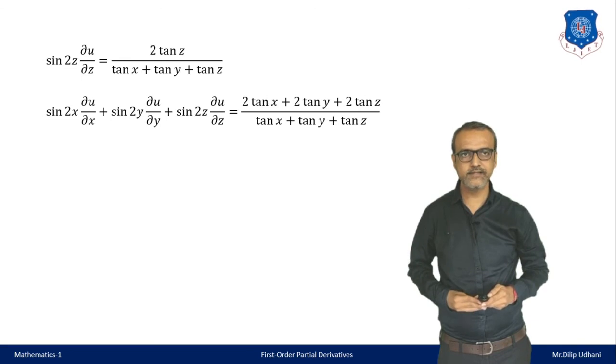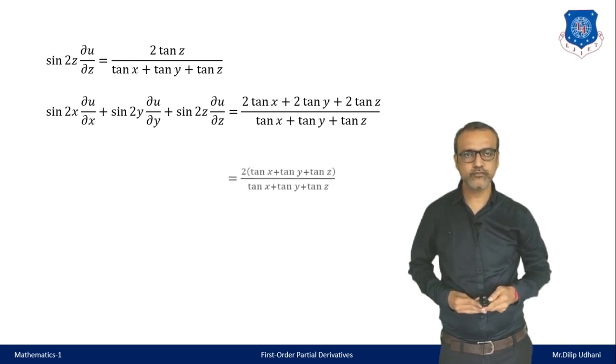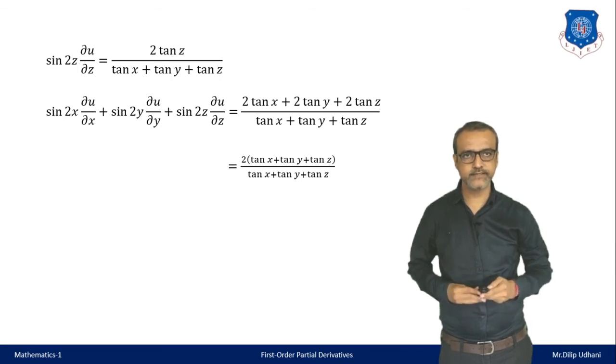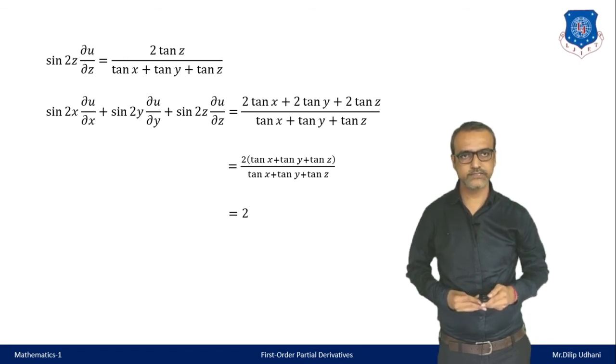Now taking the common denominator tan x plus tan y plus tan z, in the numerator we will have 2 tan x plus 2 tan y plus 2 tan z. Now taking 2 common from the numerator, we have 2 into (tan x plus tan y plus tan z) divided by (tan x plus tan y plus tan z). So tan x plus tan y plus tan z will cancel out from the numerator and denominator, and the result is 2. So this is the result of sin 2x del u by del x plus sin 2y del u by del y plus sin 2z del u by del z, and the answer is 2.